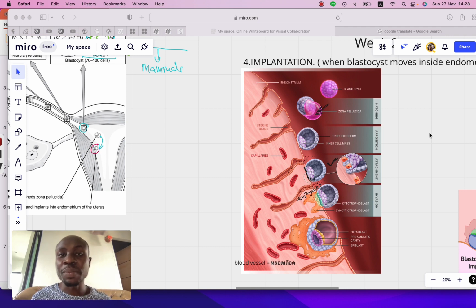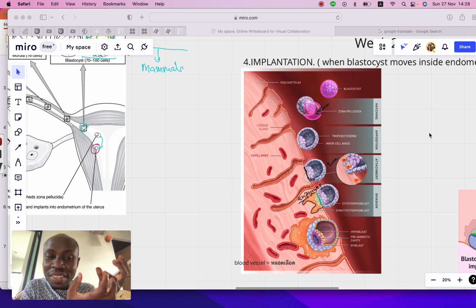Next, the trophoblasts are going to release enzymes which will digest the endometrium. So enzymes are going to come from the trophoblast to digest the wall. And when they digest the wall of the endometrium, this will pull the blastocyst inside the endometrium.